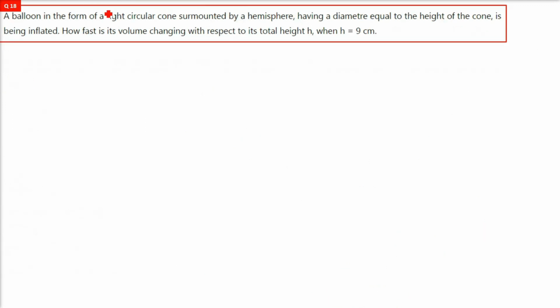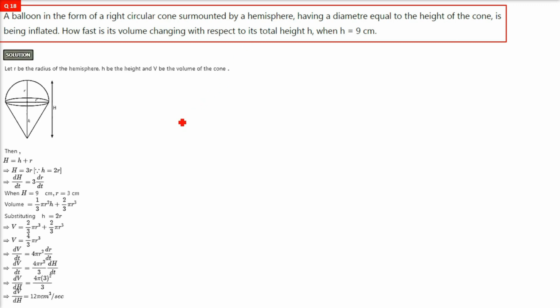A balloon is in the form of a right circular cone surmounted by a hemisphere. So this is the diagram. There is a balloon which you can call a hemisphere right now, and it is in the form of a right circular cone. So the cone is the base, having a diameter equal to the height of the cone. So diameter, that is 2r, is equal to the height of the cone. H is equal to 2r is our relationship.